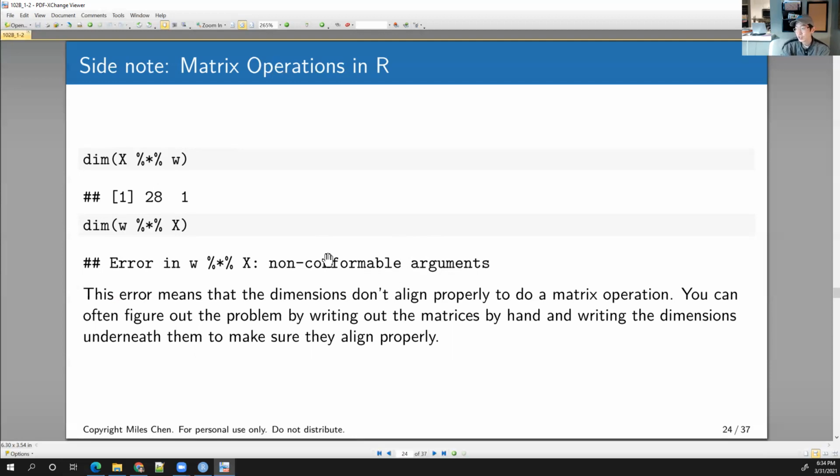If you see this error pop up, non-conformable arguments, that means the dimensions don't align properly, because here W is a 2 by 1 and X is, I'm sorry, 28 by 2. So I've got a 2 by 1 times a 28 by 2. That's not going to work. I have to do it the other way. You can often figure out the problem if you write out the matrices, write the dimensions underneath them, and make sure they align properly. That's going to help out a lot.